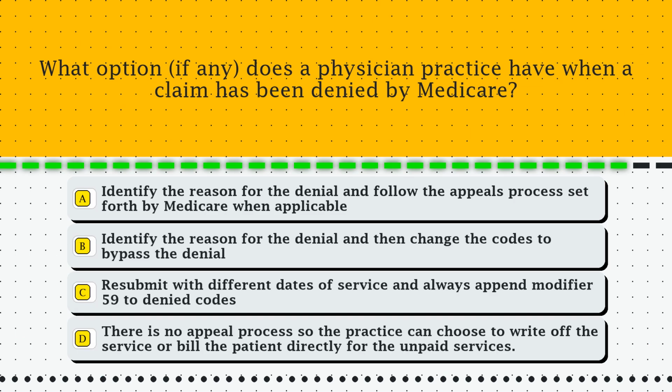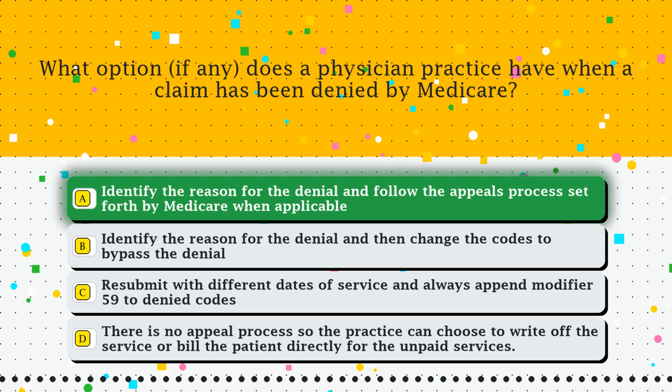Question 190. What option, if any, does a physician practice have when a claim has been denied by Medicare? Option A. Identify the reason for the denial and follow the appeals process set forth by Medicare when applicable. Option B. Identify the reason for the denial and then change the codes to bypass the denial. Option C. Resubmit with different dates of service and always append modifier 59 to denied codes. Option D. There is no appeal process, so the practice can choose to write off the service or bill the patient directly for the unpaid services.